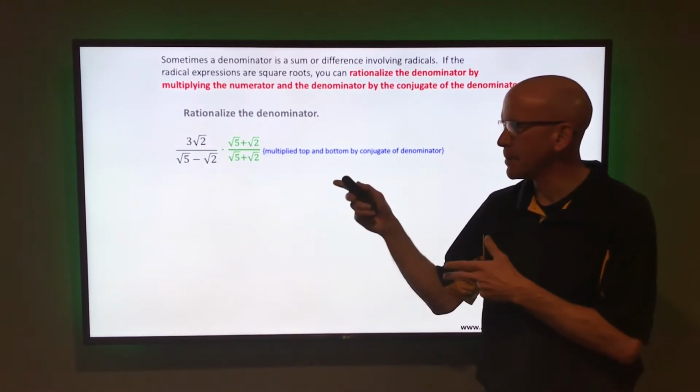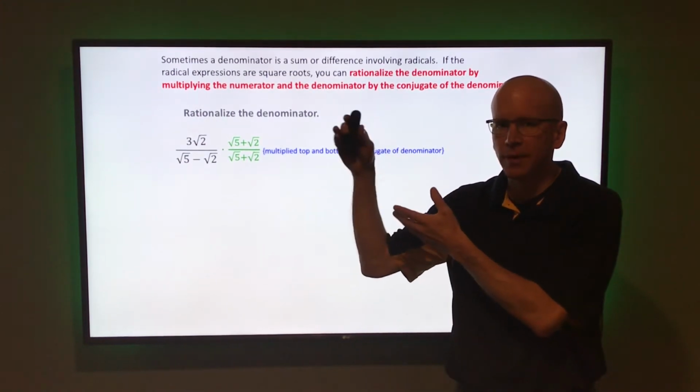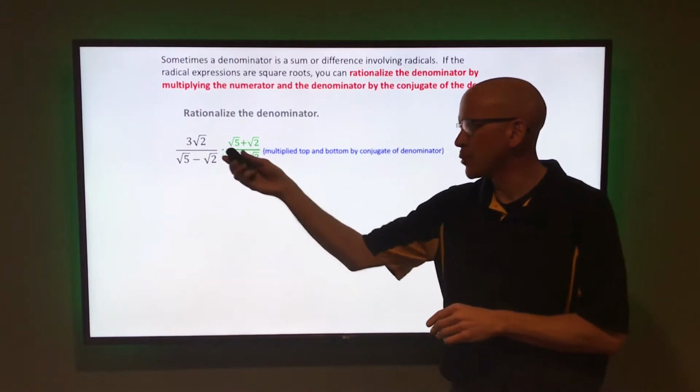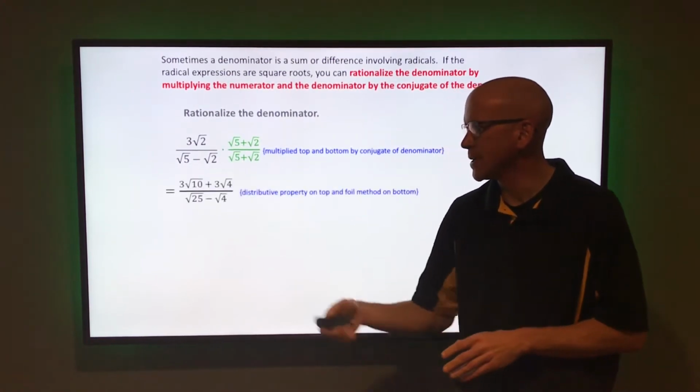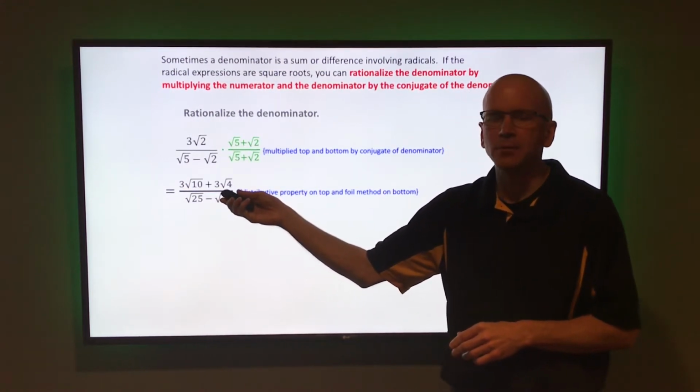So we're multiplying the top and bottom by the square root of 5 plus the square root of 2. Whatever you do to the denominator, you also have to do to the numerator. So on top, 3 square root of 2 times the square root of 5, that would be 3 times the square root of 10. And 3 square root of 2 times the square root of 2, that is 3 times the square root of 4.